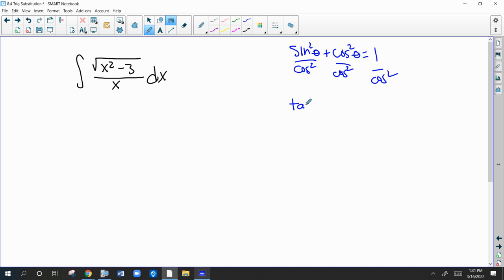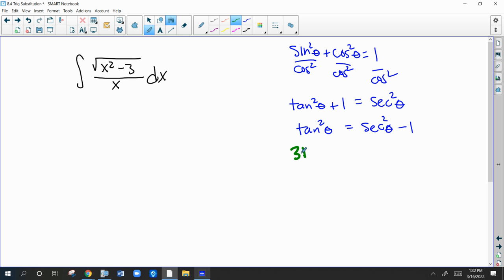So we have tan squared plus 1 equals secant squared, or in other words, tangent squared is the same thing as secant squared minus 1. Now that's better to use for this type of setup in x squared minus 3. So that I can make this a tangent squared, I need this to end up being a 3 secant squared minus 3.